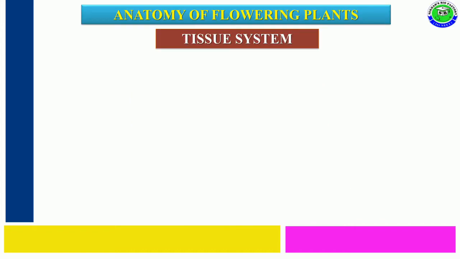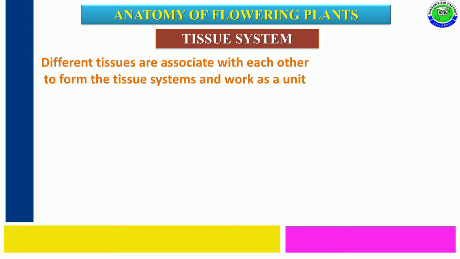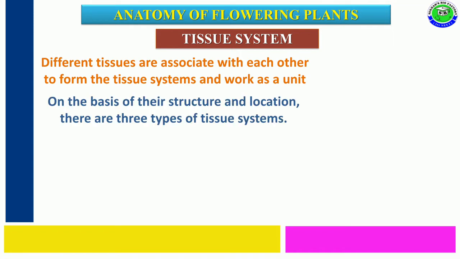In this video, I am going to explain one of the topics in anatomy of flowering plants. It is tissue systems. In a plant body, different tissues are associated with each other and form a complex structure. It is called a tissue system, and all tissues in a tissue system work as a unit. On the basis of their structure and location in the plant body, there are three types of tissue systems.